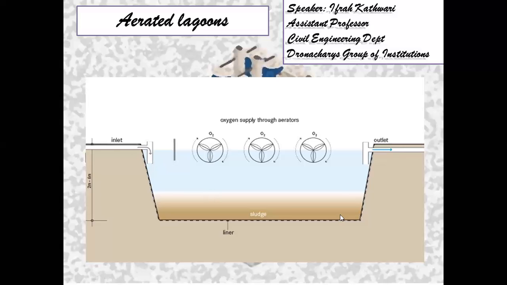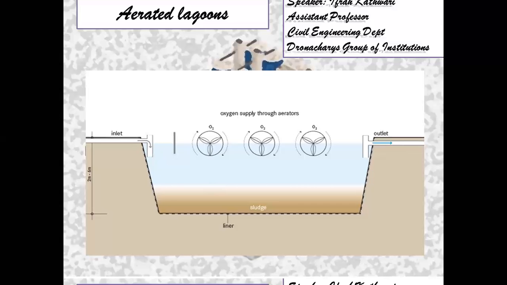Here there is a deposition of sludge, and then this sludge is removed from these aerated lagoons. So this is what happens in aerated lagoons.